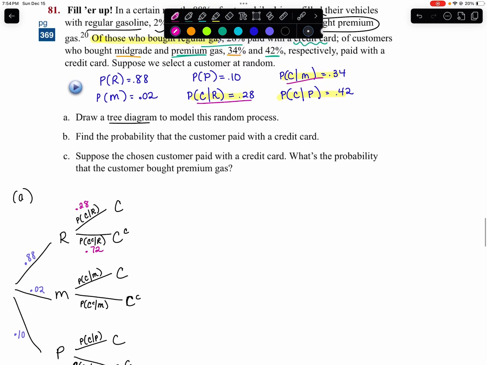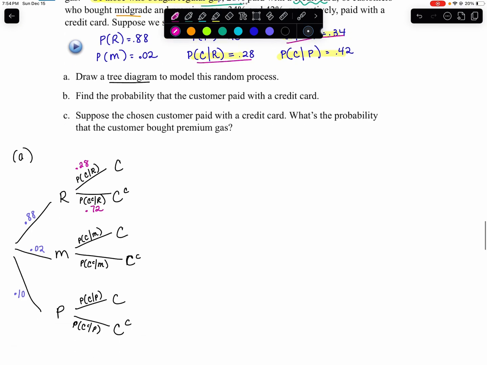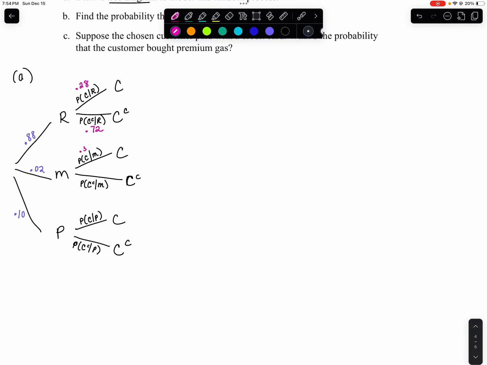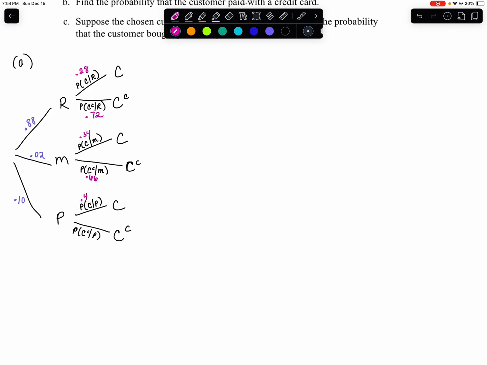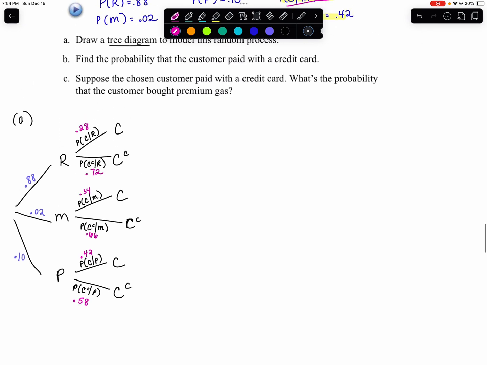Then we have credit card given that it was mid-grade, that's going to be 0.34. So then this is going to make this 0.66. And then finally, the last one's 0.42. And then this is going to be 0.58. Okay. Now, I'm going to continue with my tree diagram.